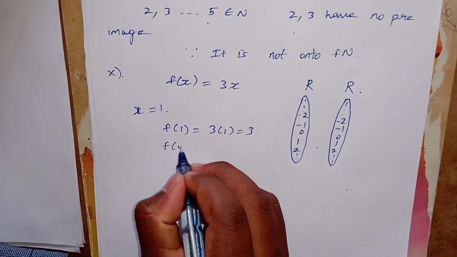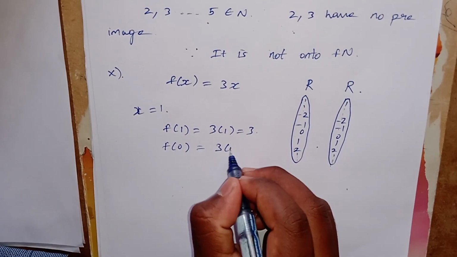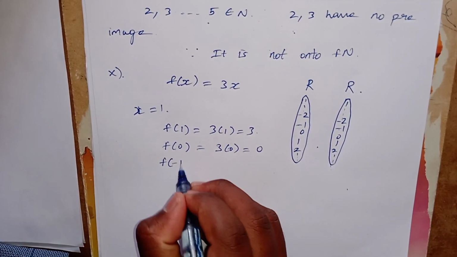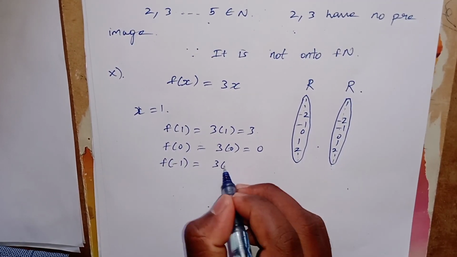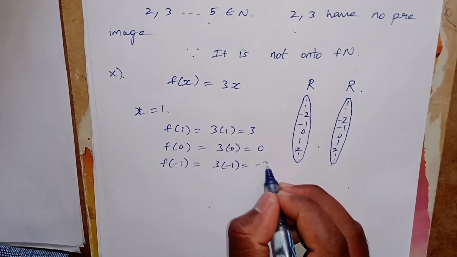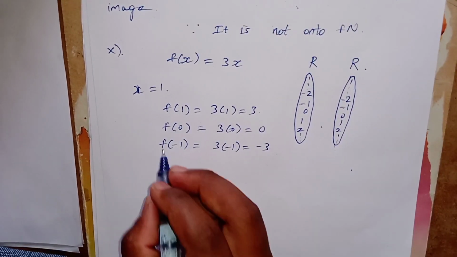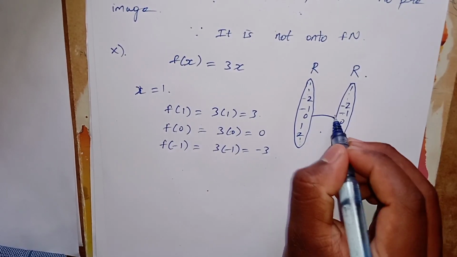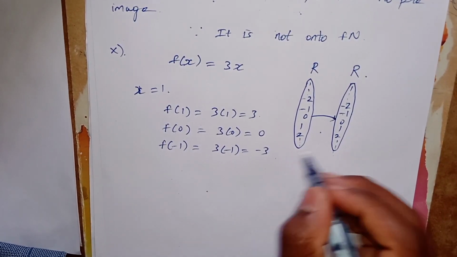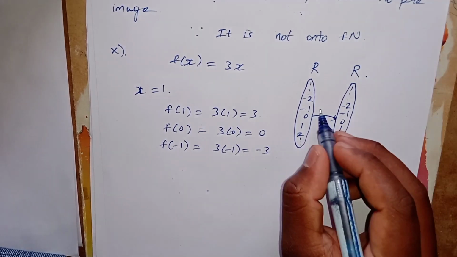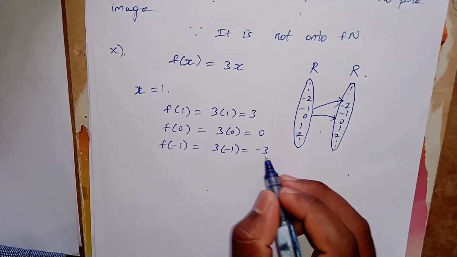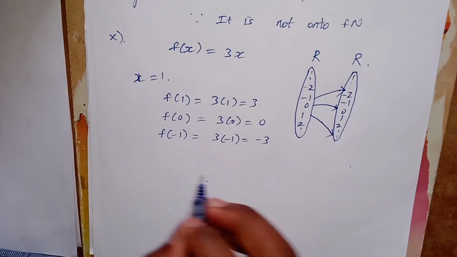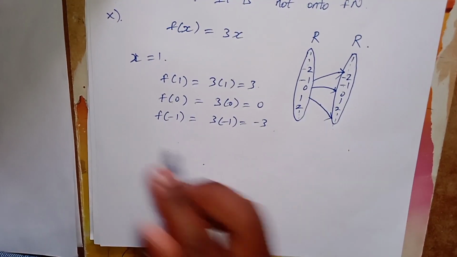Next I am taking f of 0 equal to 3 into 0. 0 into anything is 0. Next I am taking f of minus 1, 3 into minus 1 equal to minus 3. Therefore here 0 has image 0, minus 1 has image minus 3, plus 1 has image plus 3. Okay.